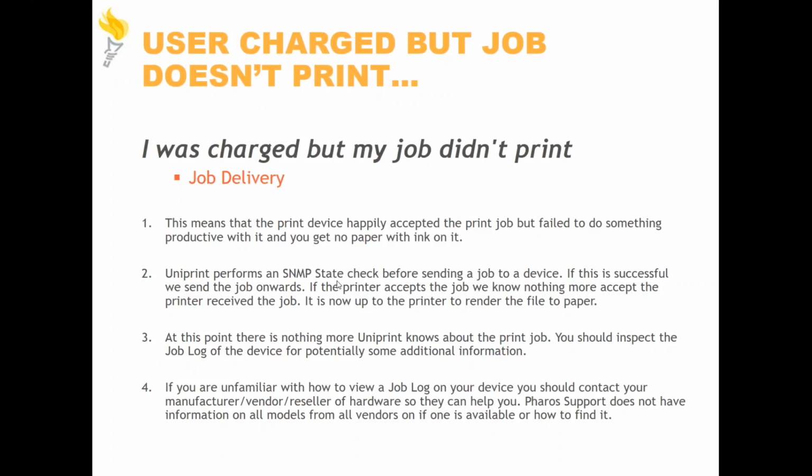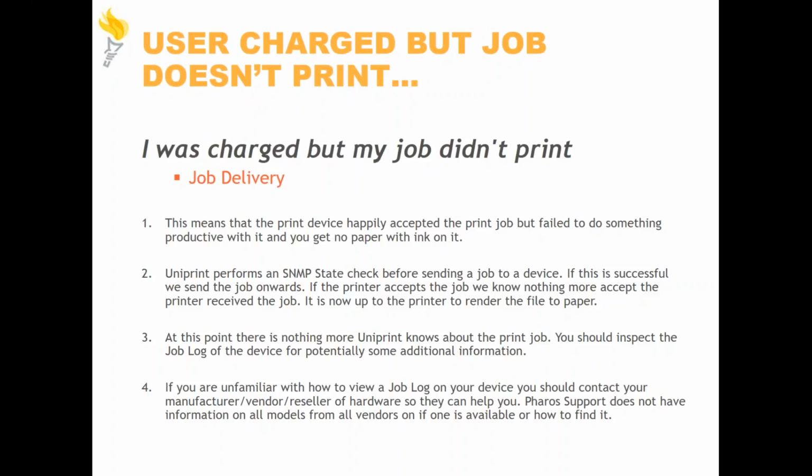So before we send a print job to a physical printer, we like to do a little sanity check. So Uniprint performs what we call the SNMP, which stands for Simple Network Management Protocol, state check before sending a job to a device. We do use SNMP V1, V2. We do not support V3 yet in Uniprint. There's a number of reasons why, but the main one is that the variety of configuration around V3 and passwords and security is plentiful. So it's a huge undertaking to support V3, but at the moment we don't.